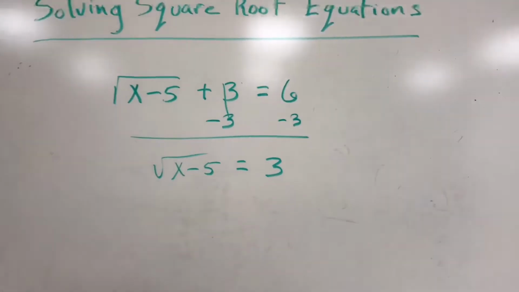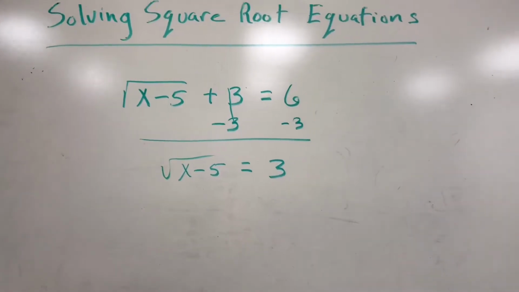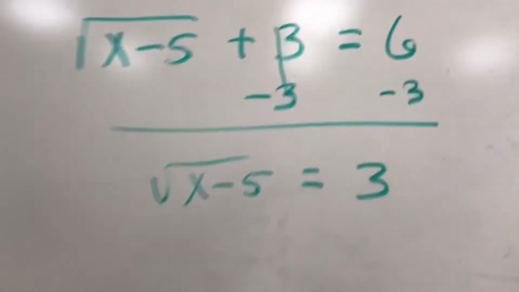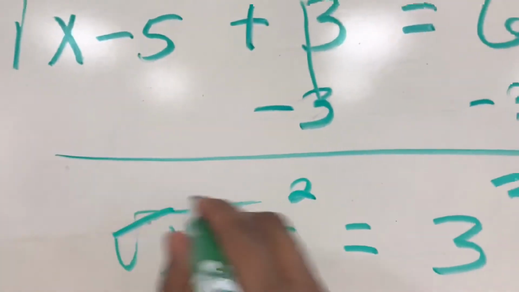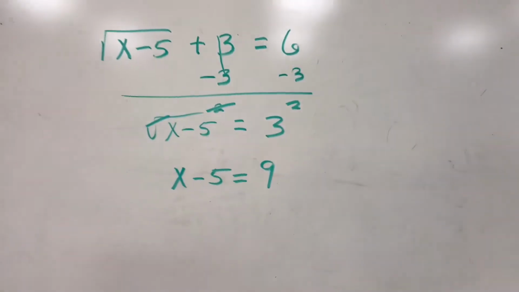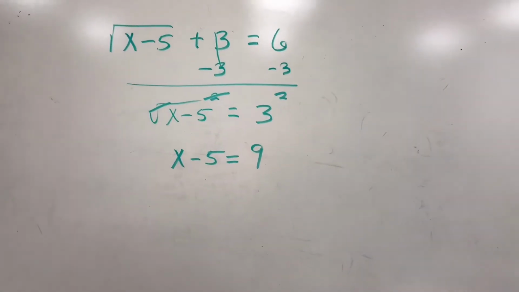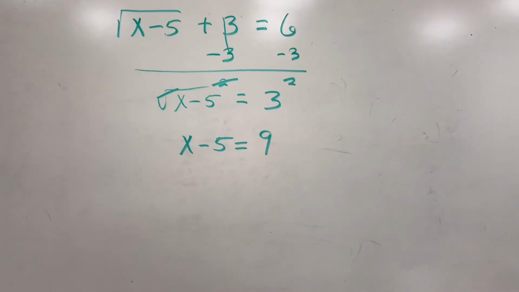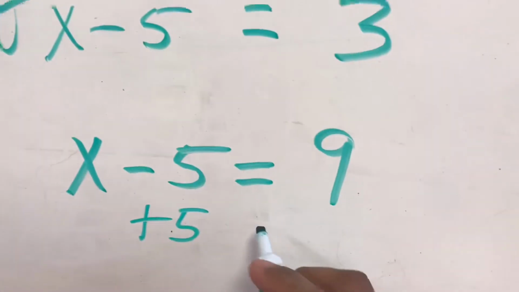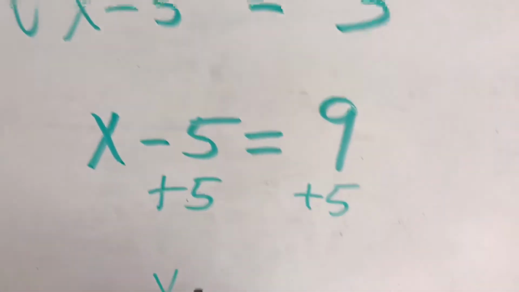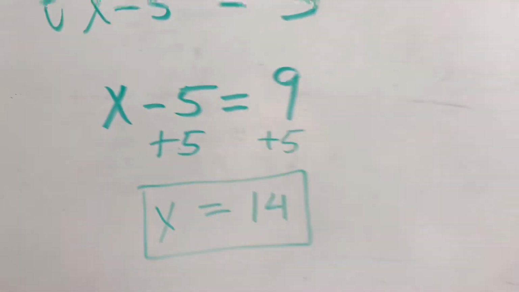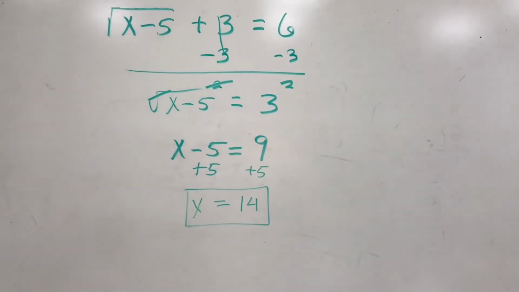Once you subtract 3 from both sides of the equation, that leaves you with the square root of x minus 5 equals 3. To cancel out the square root radical, once again, you're going to have to square both sides of the equation. After squaring both sides of the equation, you end up getting x minus 5 equals 9. Finally, to solve for x, you're going to have to remove the minus 5, so you're going to have to add 5 to both sides of the equation. Therefore, we get our final solution of x equals 14.